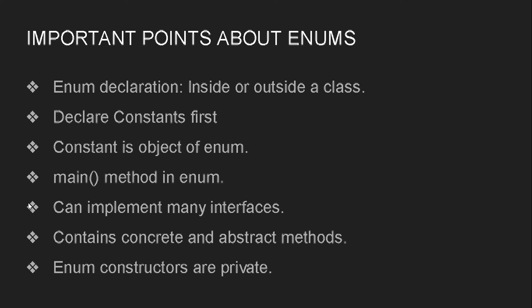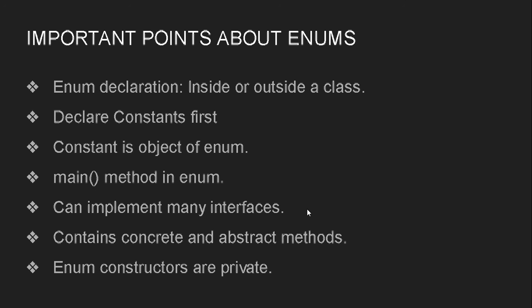Another very interesting thing about enums is that you can define a main method inside an enum. It does not mean that a main method can only be defined in a class. No, a main method can be defined in an enum as well. These are very interesting things. After that, an enum can implement many interfaces. Obviously an interface can extend another interface, and a class can also implement more than one interface. In much the same manner, an enum can implement many interfaces.